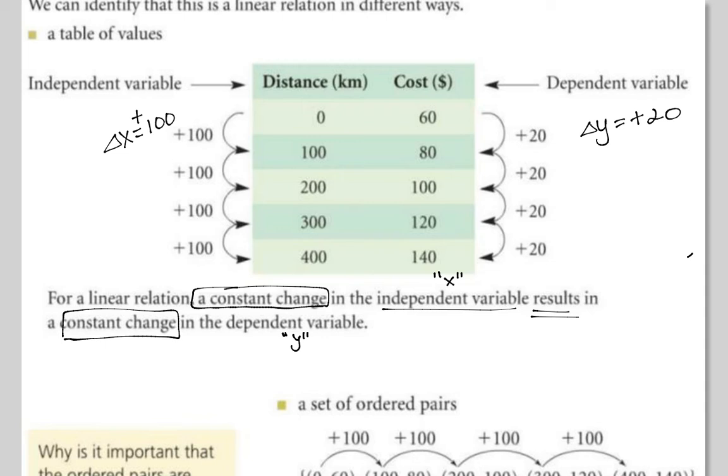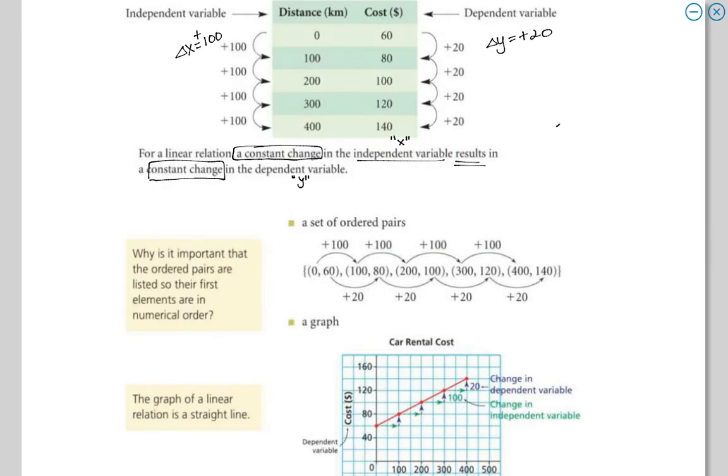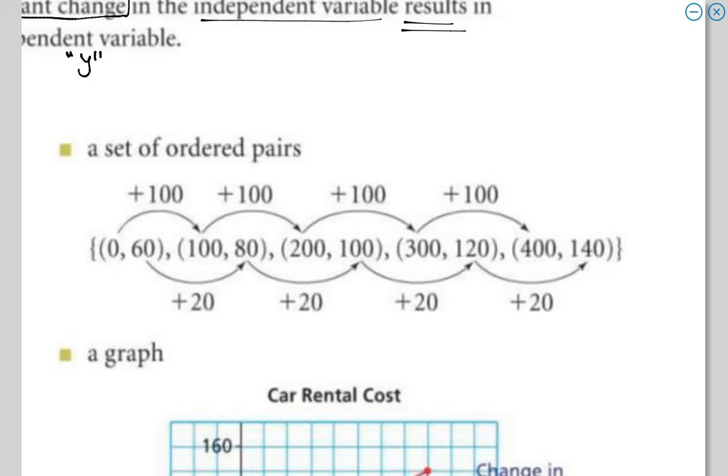So it's really nice when you see it in a table of values. It's a little bit harder to notice it in the ordered pairs, but if you're clever, you can spot the patterns. Look at only the first coordinate, 0, 100, 200, 300, 400. You can see that the x's are going up by 100. Now look at the y coordinate only, 60, 80, 100. So you're looking for patterns in each coordinate, but look at them separately. Look at the x's separately. Look at the y's separately.